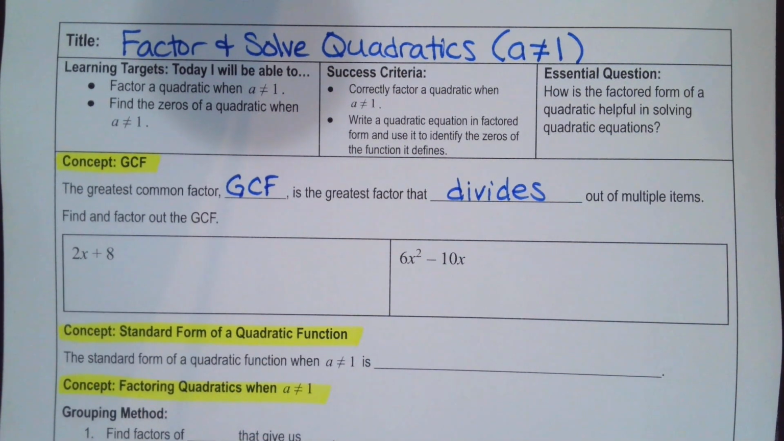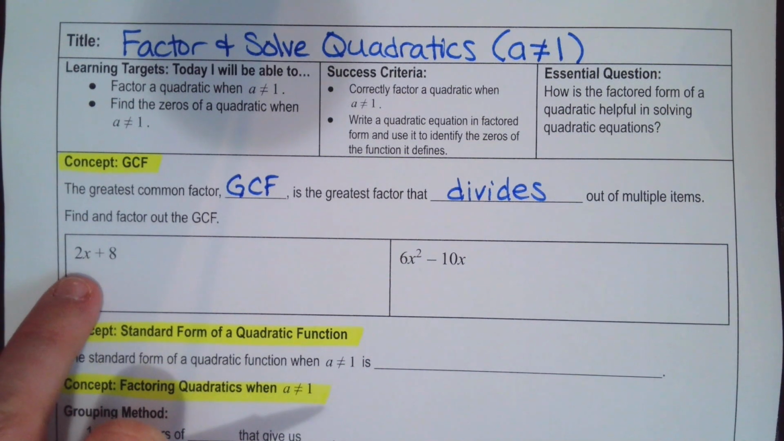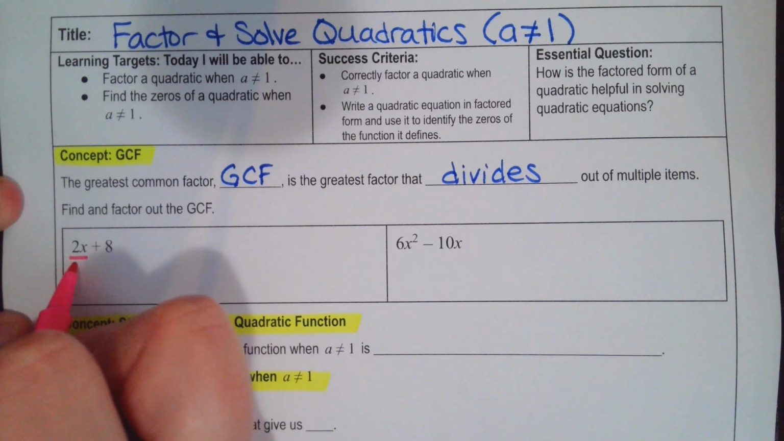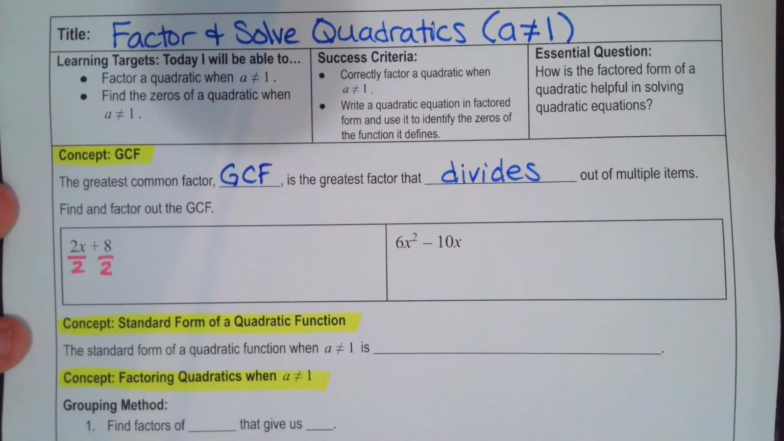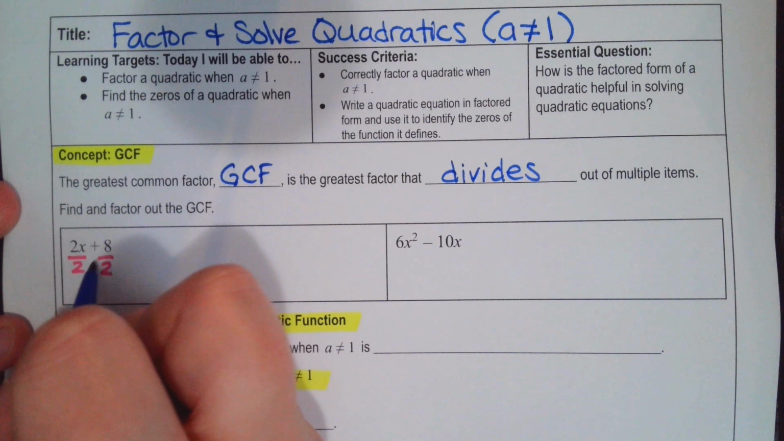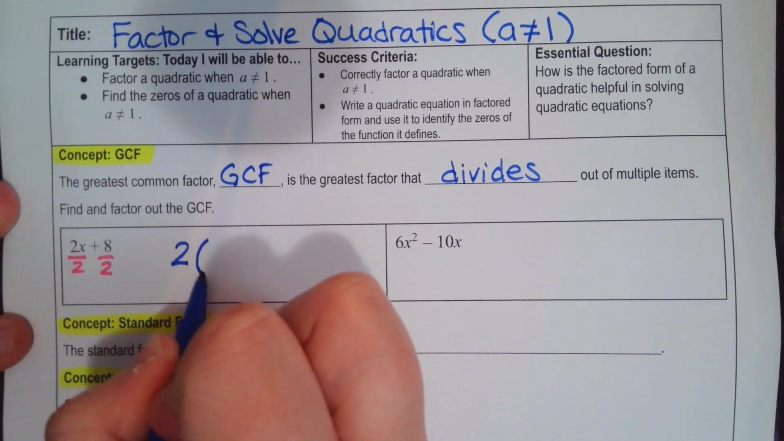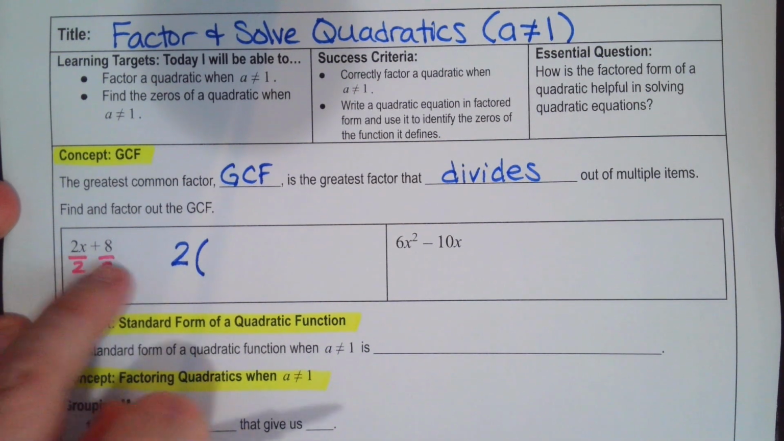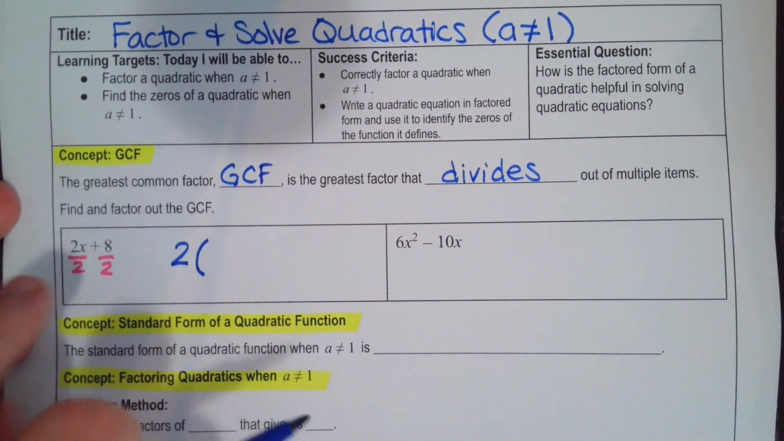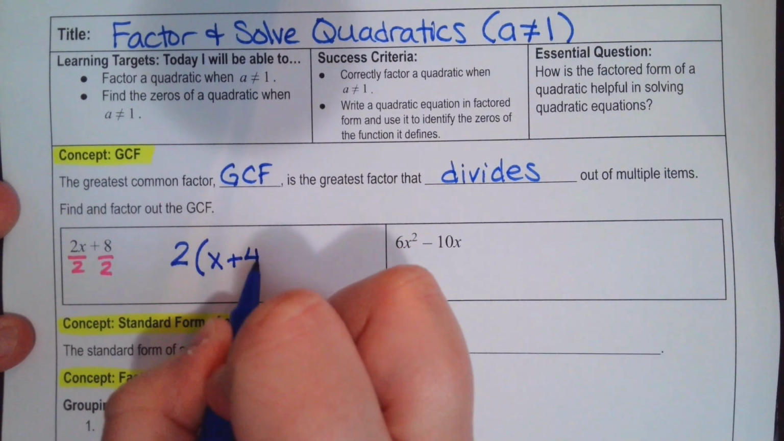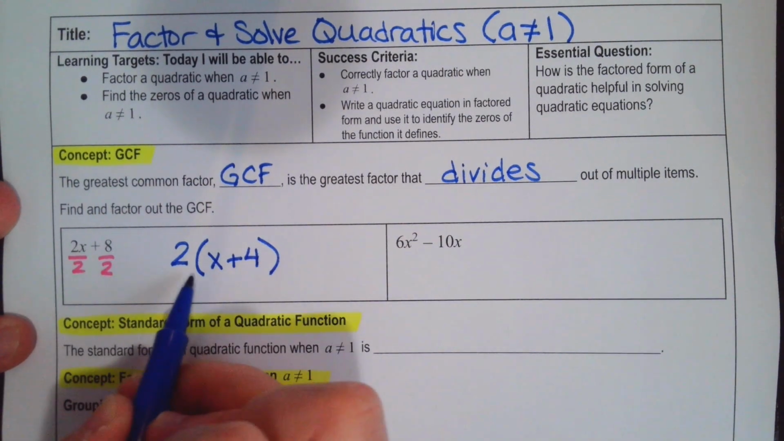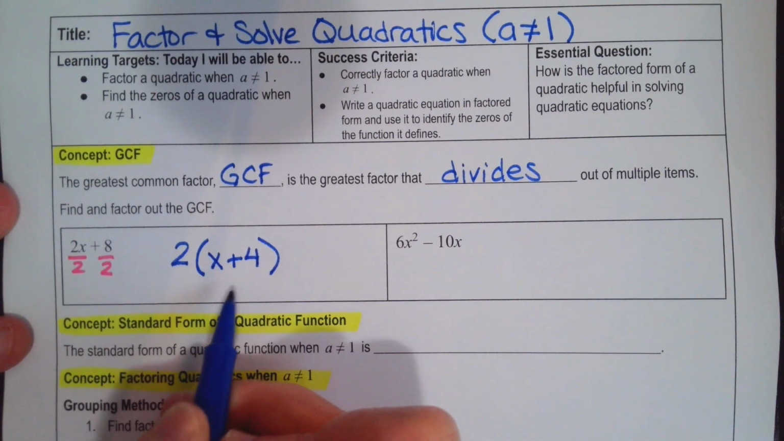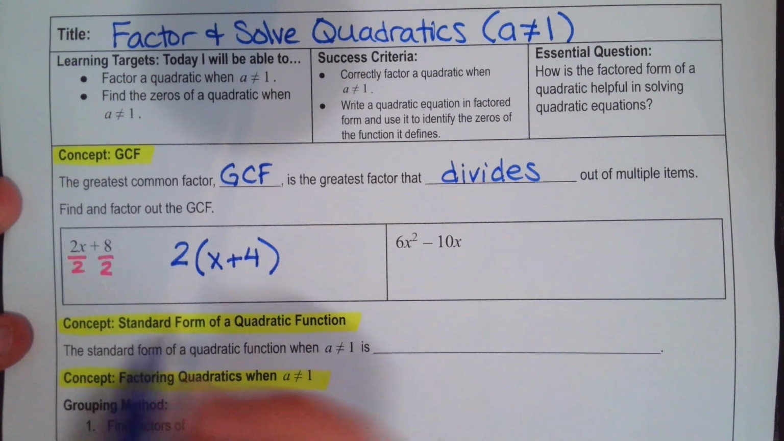So you just have to ask yourself, what can I divide out of both 2x and 8? We can divide out of both of them a 2. Now we're going to take this 2, put it in front of our parentheses, and inside the parentheses will be what happens after we divide by 2. So we're going to be left with x plus 4. The number on the outside is our GCF, and the stuff on the inside is what is left over after we divide out the GCF.